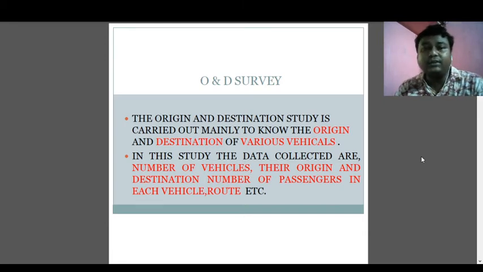So the origin and destination study is carried out mainly to know the origin and destination of various vehicles. In this study, the data collected are the number of vehicles, their origins and destinations, the number of passengers in each vehicle, routes, etc. The number of passengers in each vehicle is one of the important parameters.